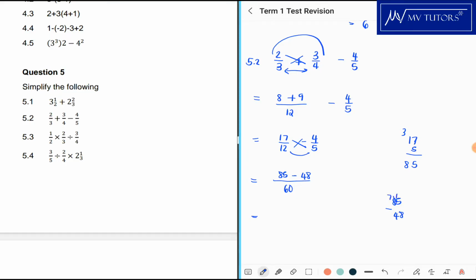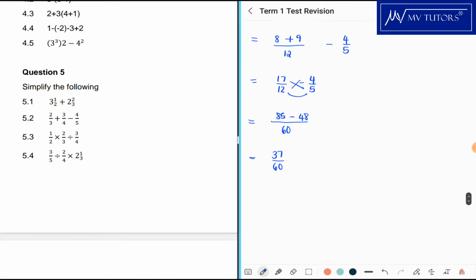So 15 minus 8 is 7. 7 minus 4 is 3. So now we have 37 over 60. And unfortunately, 37 is a prime number, so we can't really simplify any further. And this is not an improper fraction, so this is okay. We can leave it at that.